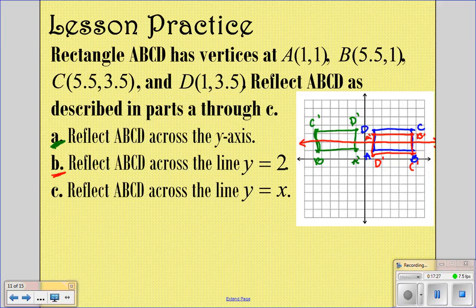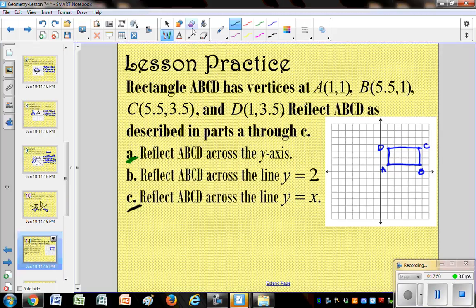And that would be your rectangle for C. Now I'm going to erase the red and green part, and I'm going to leave my blue part. If you want to do it on another graph, you would rather do that. For C, I'm going to do it in black, and we're going to reflect it across the line y equals x.